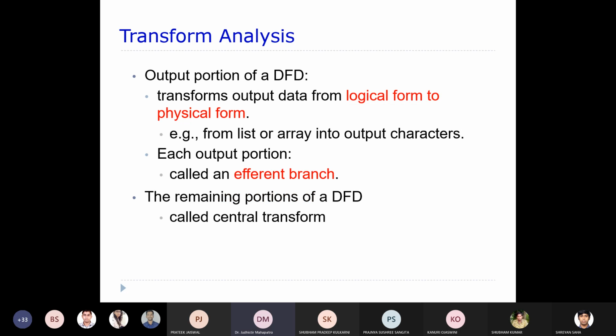Similarly, in the output portion, there are processings which convert the output data from a logical form to a physical form. Maybe the data is stored in a list and needs to be shown to the user, so you convert it into a physical form which the user can understand, maybe again in the form of characters. That is what we call the efferent branch. The remaining processings or functions will be part of the central transform, which does the logical processing.